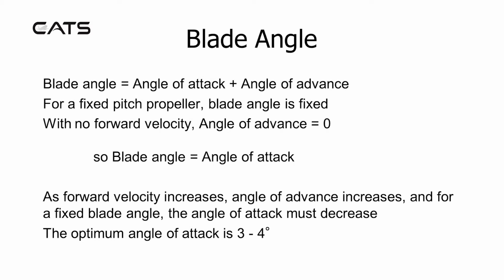For a fixed pitch propeller, blade angle is fixed. So with no forward velocity, the angle of advance will be 0. So blade angle will be angle of attack. As forward velocity increases, the angle of advance increases, and for a fixed blade angle, the angle of attack must therefore decrease. The optimum angle of attack is 3 to 4 degrees.